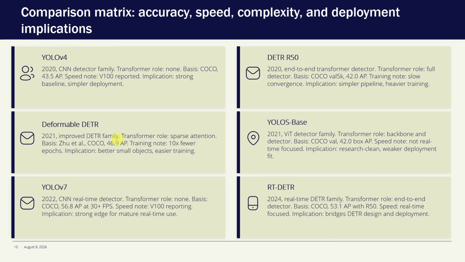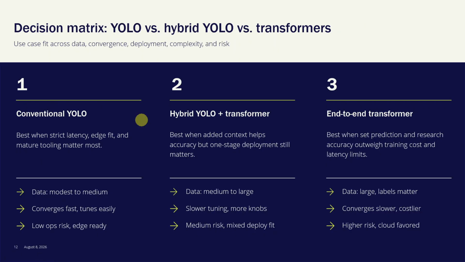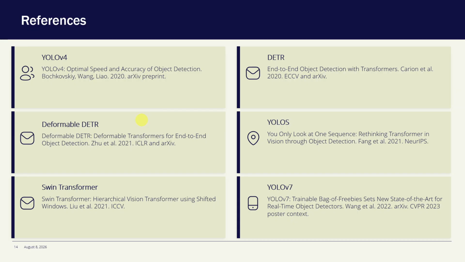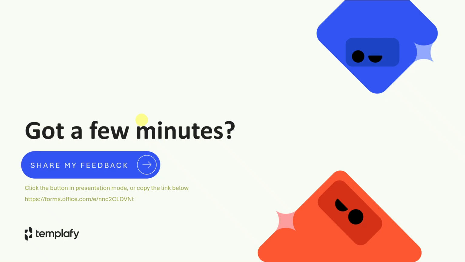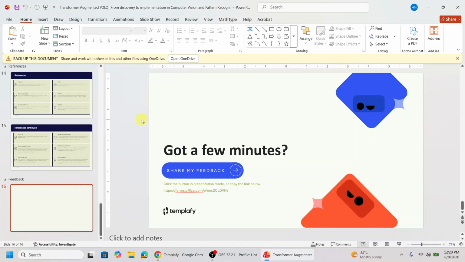The comparisons of different YOLOs have been given, the implementation roadmap has been given, and as you can see, now it has again generated 16 slides per sitting. This slide length is very impressive as compared to Gamma, which most of the time can give you 10 slides per sitting. So this is very impressive. And that was the second tool that we intended to discuss.